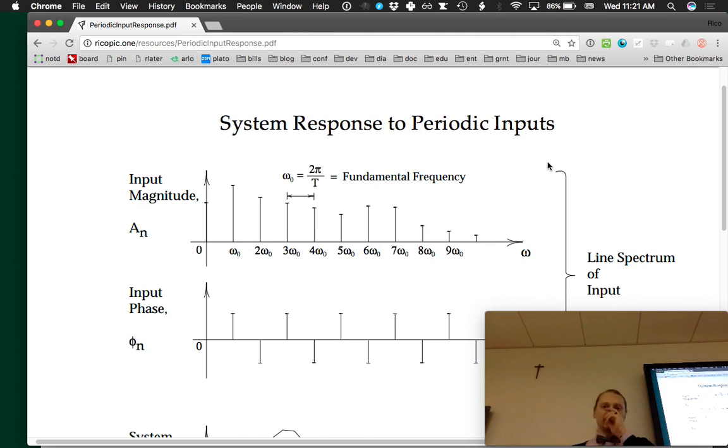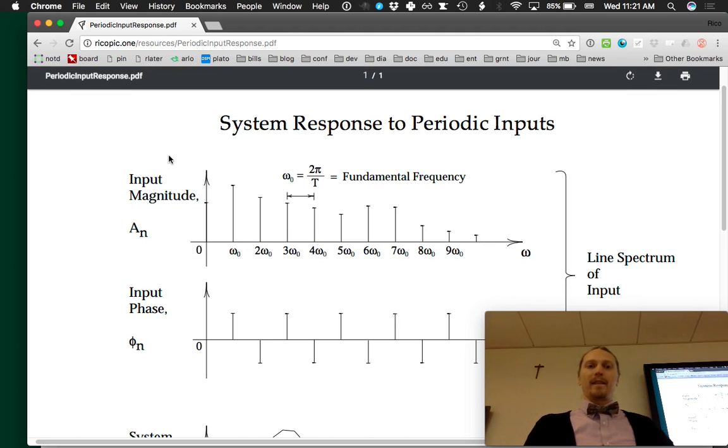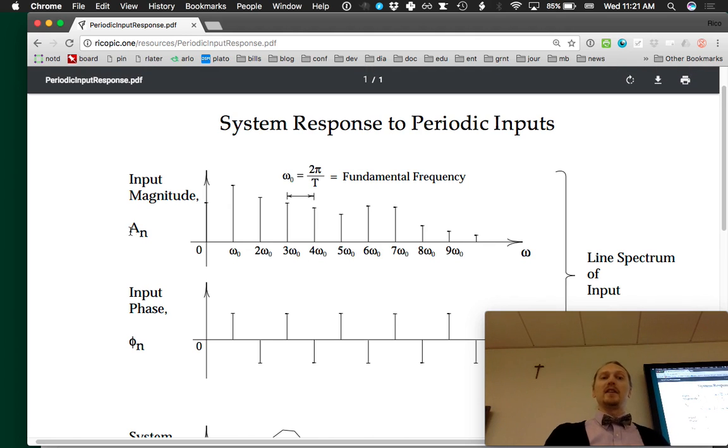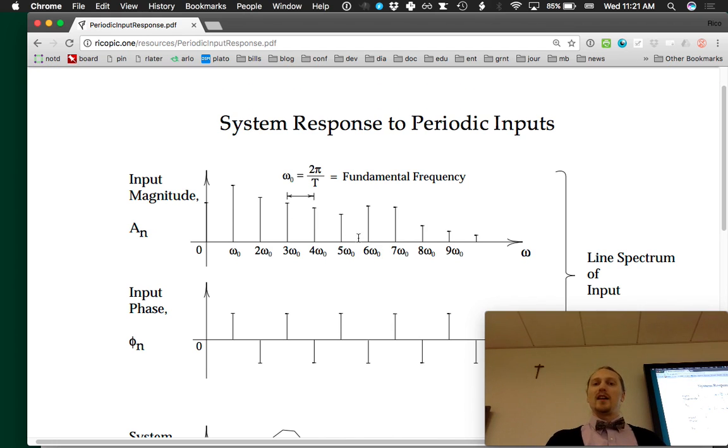Oh, so the A_n's are on the y-axis. Yeah. So these are the A_n's. So this axis here is the amplitude of each of these sinusoids. And then these are the frequencies here. So at each multiple of the fundamental frequency, we have a sine wave there with a given magnitude, and we're just plotting all of them.